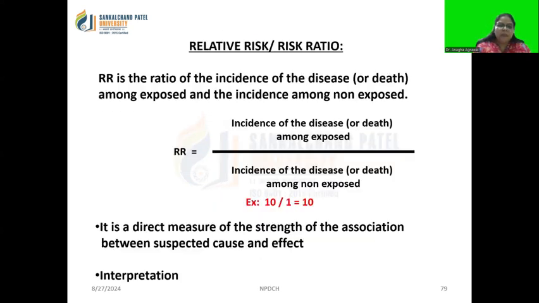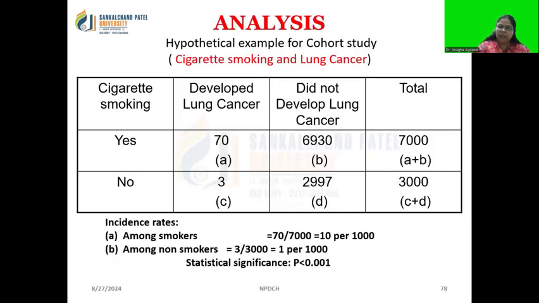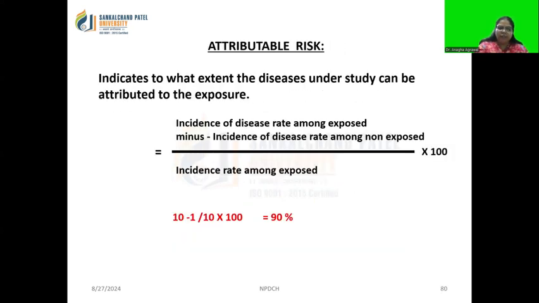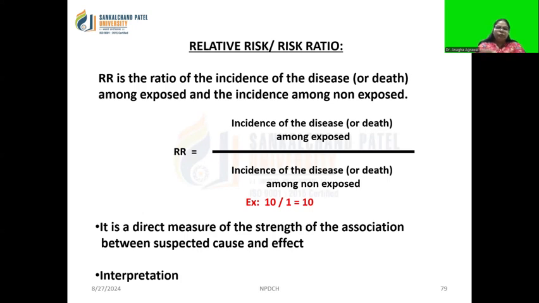Okay. So relative risk is the best analysis that we can do in any of the cohort studies. Relative risk is the ratio of the incidence of the disease or death among the exposed and the incidence among the non-exposed, which we have previously calculated in this table. So we can just carry forward these values, and you can see that it comes as 10.